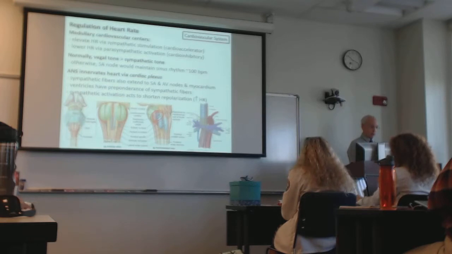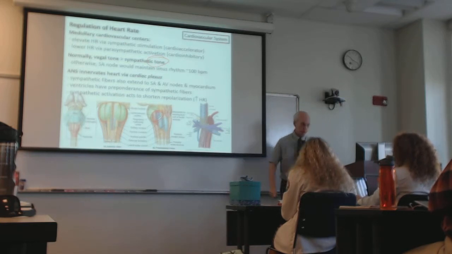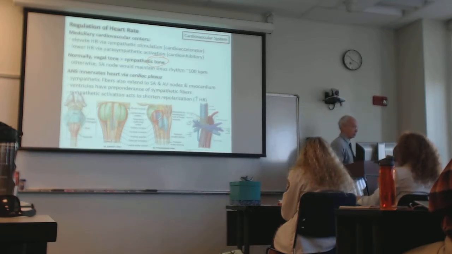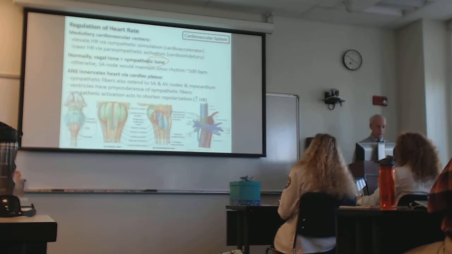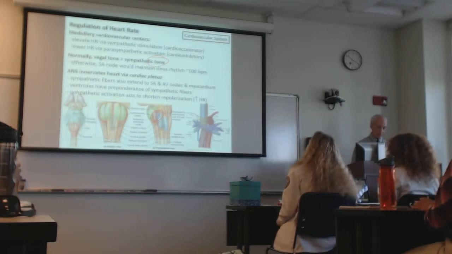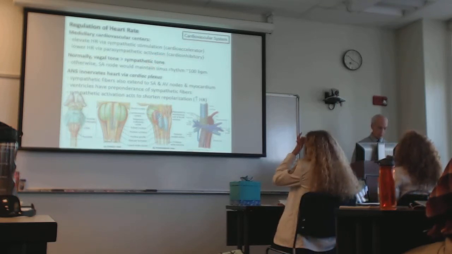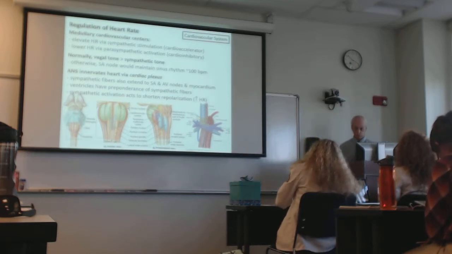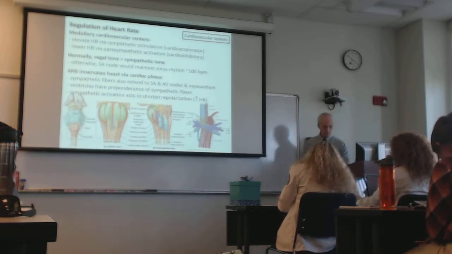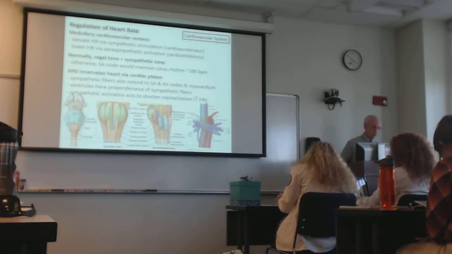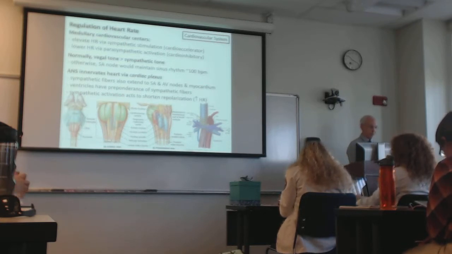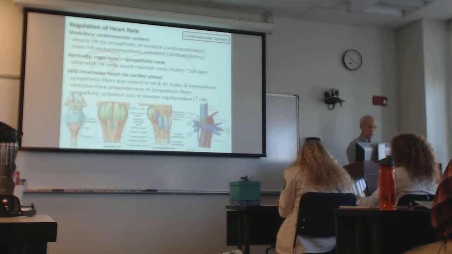I mentioned the term tone. We've used this term before. Tonus is a mild persistent activation that refers to everything from skeletal muscle to GI tract innervation. Normally, with respect to regulation of heart rate, vagal tone is going to be more important than sympathetic tone, certainly in times of rest and in times of normal homeostasis. Remember, in the absence of parasympathetic innervation, the SA node is going to take your heart rate up around 100 beats per minute.